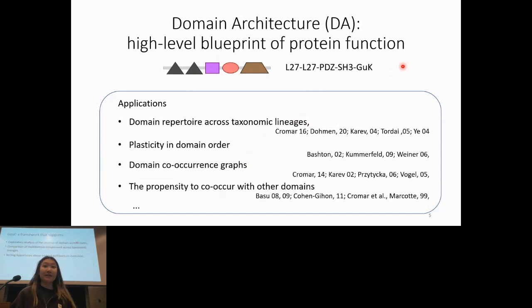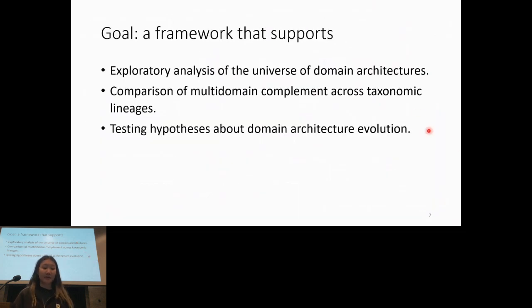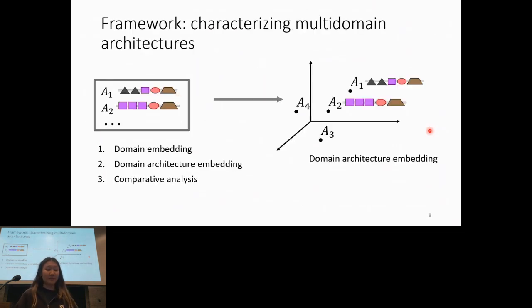And what we want is a framework that allows us to ask questions about sets of domain architectures in a unified setting. We want a framework that supports exploratory analysis of the universe of domain architectures, comparison of multi-domain complements across taxonomic lineages, and testing hypotheses about domain architecture evolution. And so this is how I'm going to do this. The notion is to represent each domain architecture as a point in a high-dimensional space. And I'm going to do this in 3 steps.